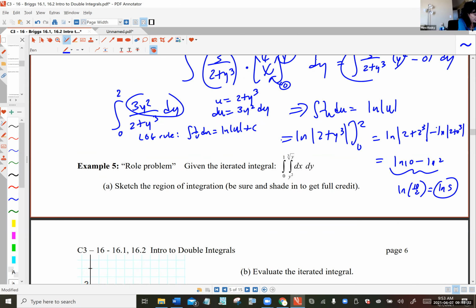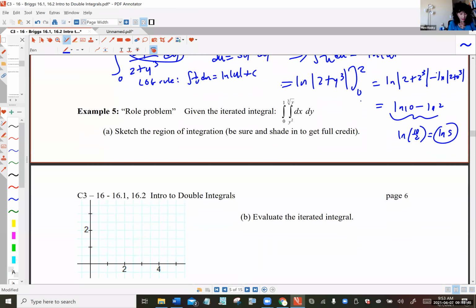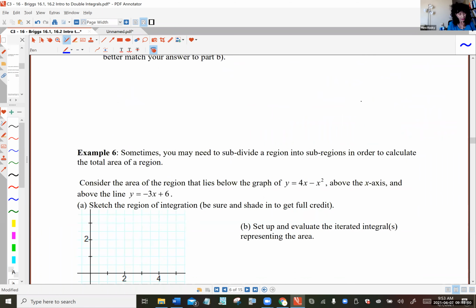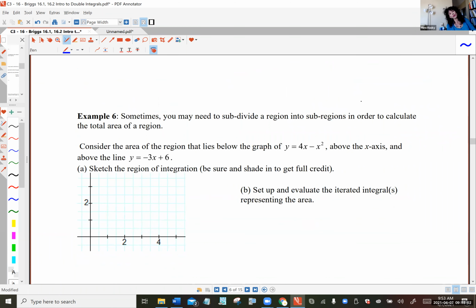Okay. So I wanted to save a problem for you for later. Ooh, I've got a lot of stuff to do. So I'm going to do one problem, example 6, and then I'll set you free. And then later on, we'll do example 5. We'll start Friday.